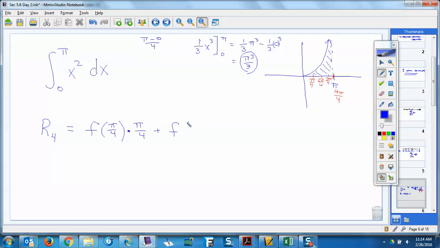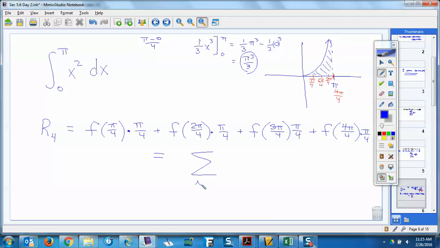Plus f of 2 pi fourths times pi fourths, plus f of 3 pi fourths times pi fourths, plus f of 4 pi fourths times pi fourths. Now, what I want to do is come up with a shortcut using sigma to write that sum.